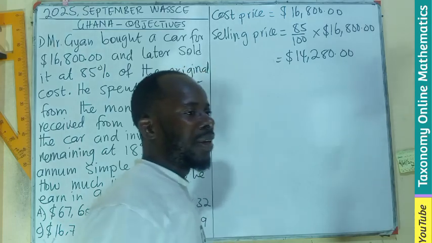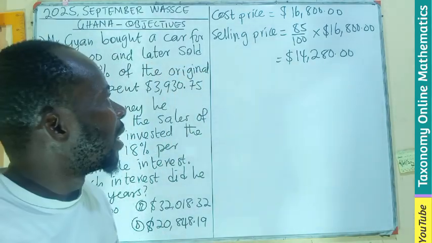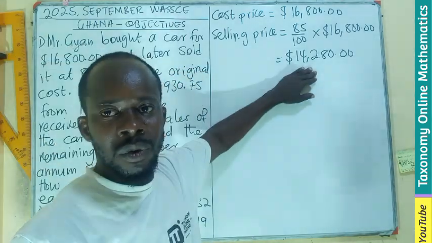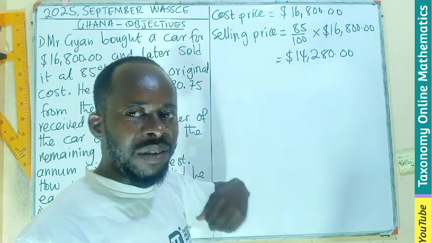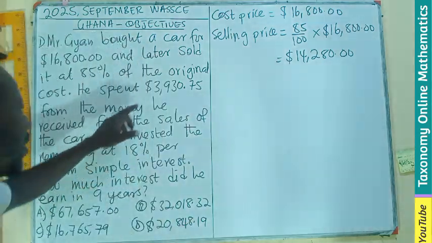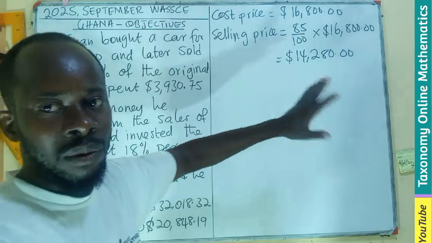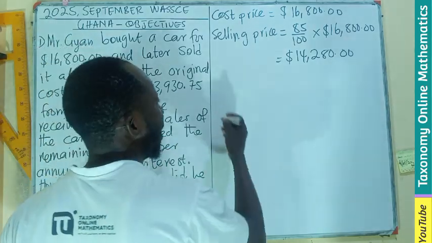$14,280. That should be the selling price. So this is what the car will have been sold for. So after receiving this money, he spent 3,930 out of it.